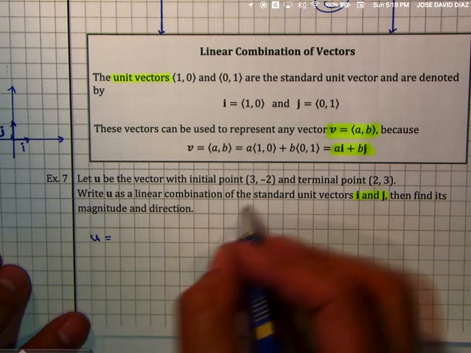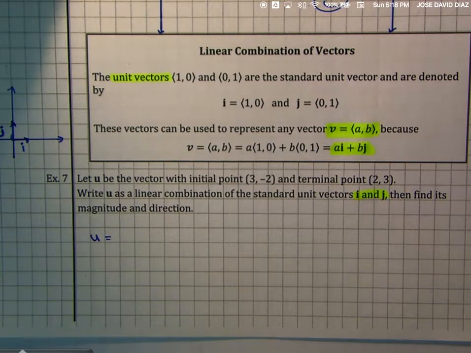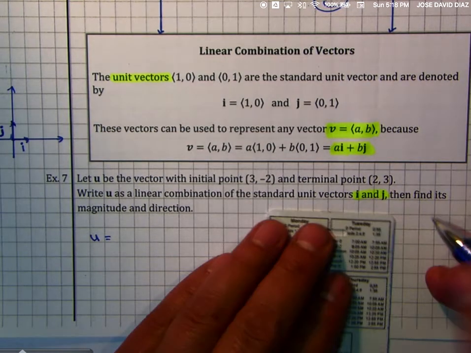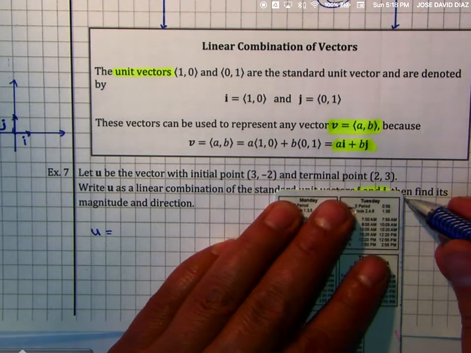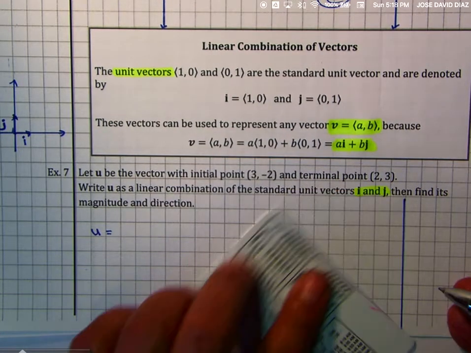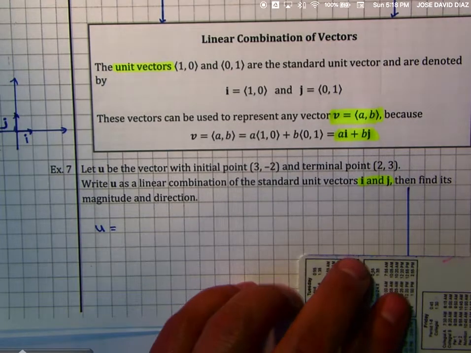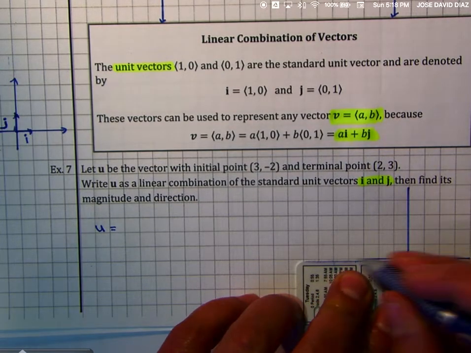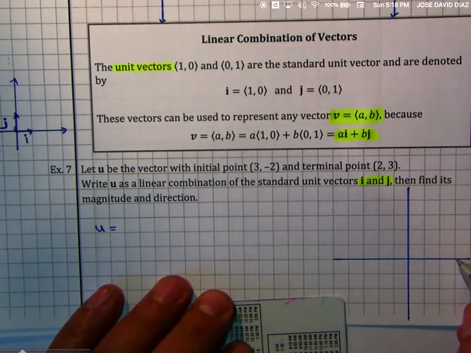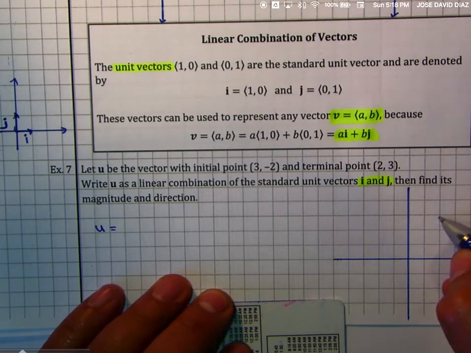And do you guys remember how to take, and let's make a quick sketch on the right hand side so we can actually visualize what's happening here. So I'm just going to make an x and y axis. I just need mostly positive. (3, -2) is my initial point. My terminal point is at (2, 3).